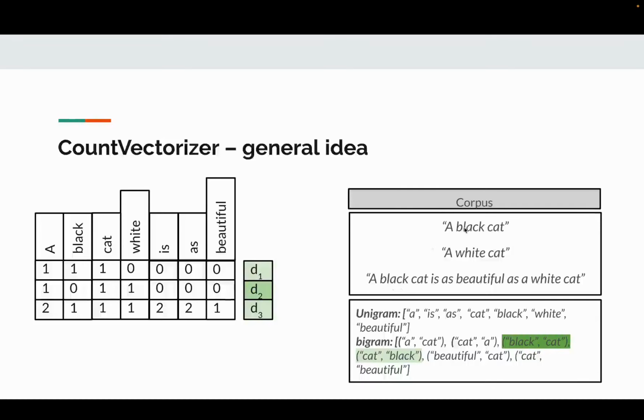For example, here we have a black and then black cat. You see, for the first document, you have 2 pairs, a black and black cat. So you have 3 tokens and 2 bigrams, a black and black cat. So this is how you actually extend from unigram to bigram.